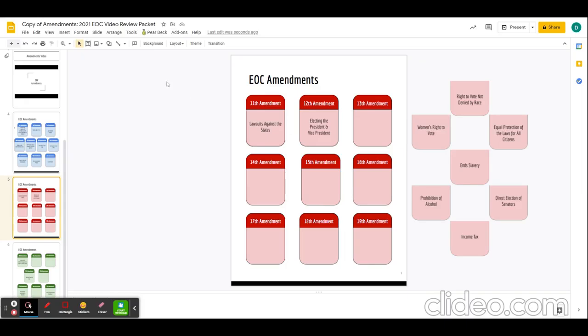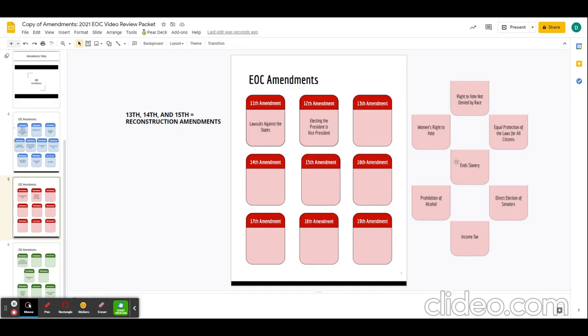And the 13th, 14th, and 15th Amendments all go together. We're going to make a special text box for them. 13th, 14th, and 15th. These are the Reconstruction Amendments. Reconstruction, remember, is that time period right after the Civil War where the country was rebuilding. And these amendments have to do with the rights for the former slaves.